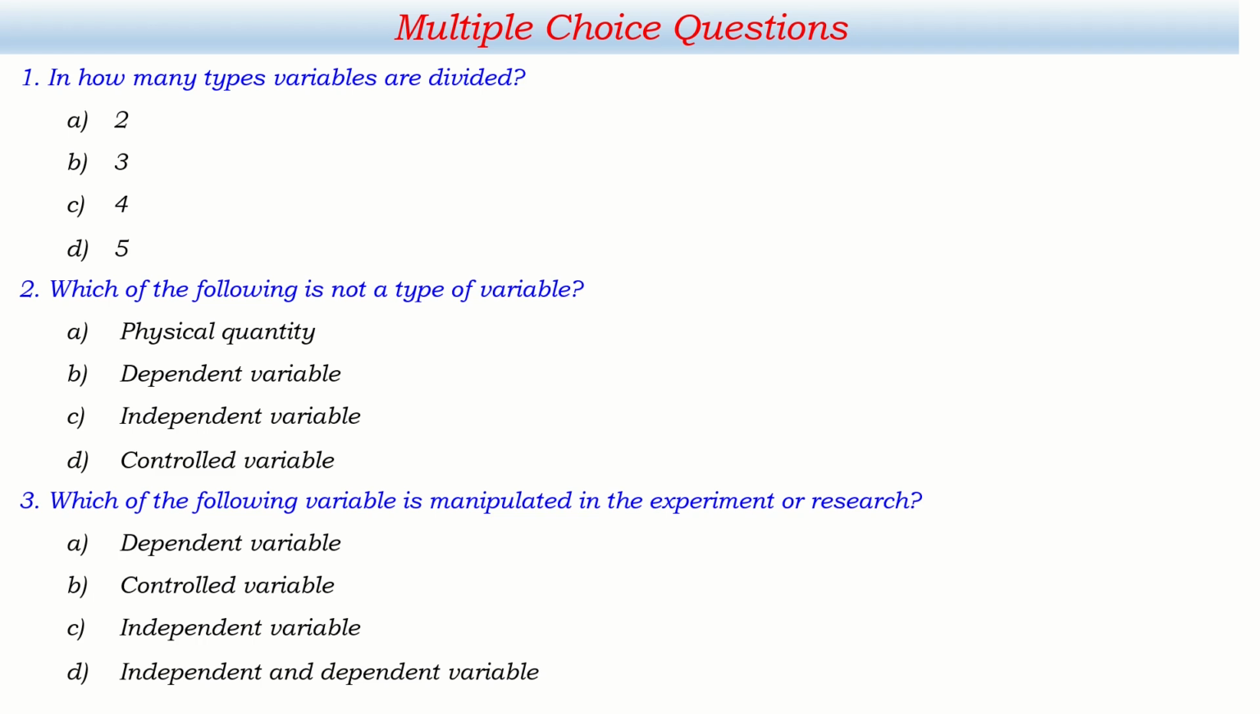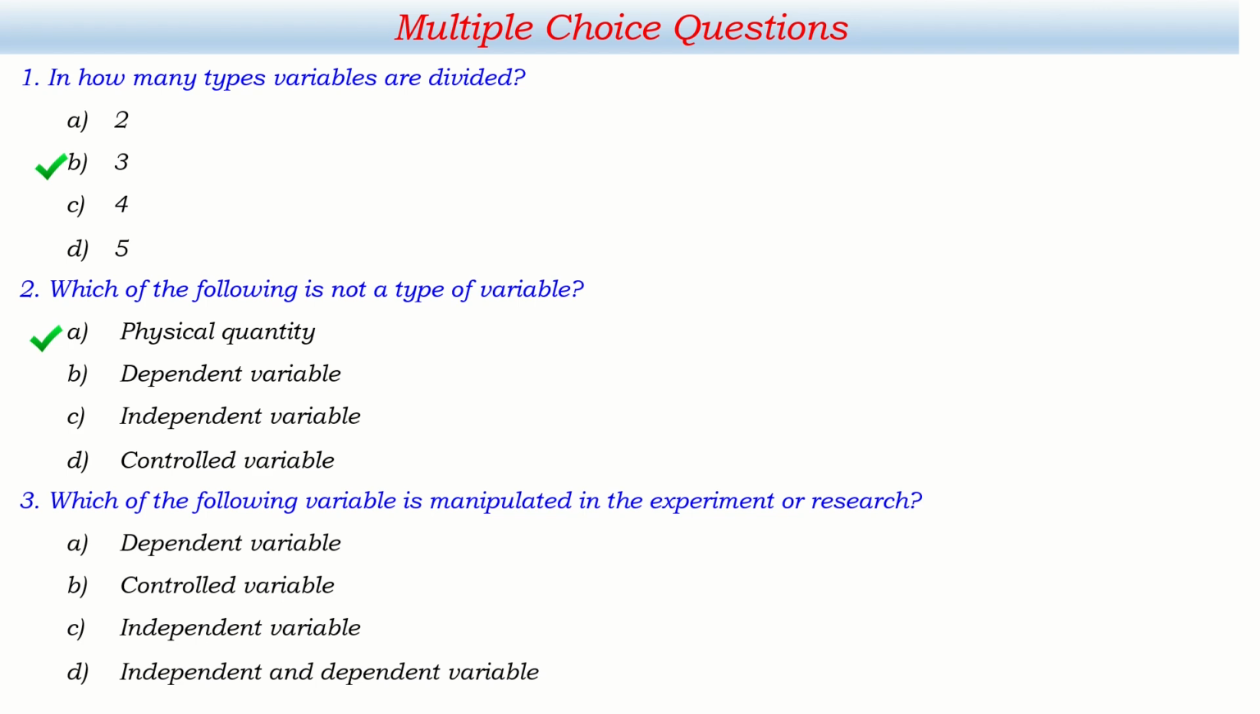Let's go through question number 1. In how many types are variables divided? It is divided into 3 types. Now what are these 3 types? It comes in question number 2. Which of the following is not a type of variable? Actually, physical quantity is not a type of variable. Dependent, independent, and control variable, these are 3 different types of variable. Okay. Now physical quantity is not a variable.